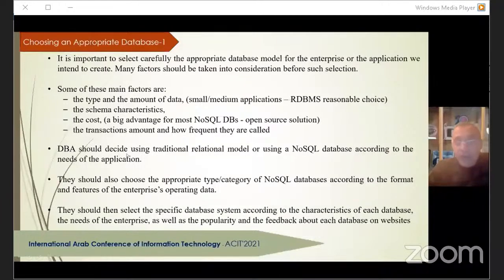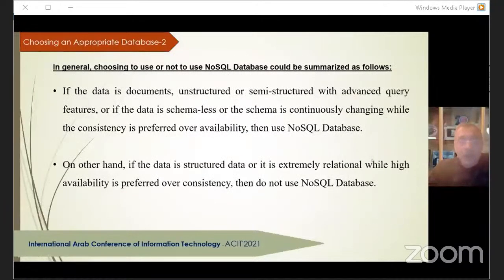Database administrators or IT specialists should decide whether to use traditional or NoSQL according to their needs. They should also choose the appropriate type or category according to the format and features of the enterprise. They should then select the specific database system according to the characteristics of each database they need for the enterprise, as well as the popularity and the feedback about each database on websites.